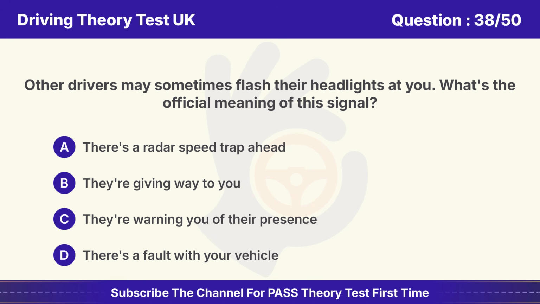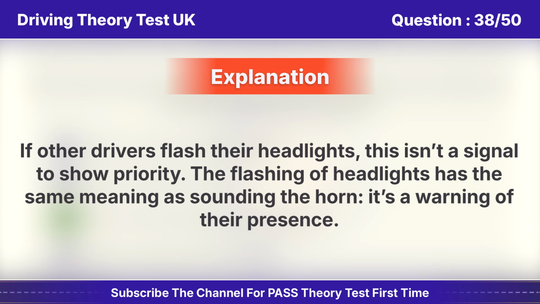Question 38. Other drivers may sometimes flash their headlights at you. What's the official meaning of this signal? Answer is C. They're warning you of their presence. If other drivers flash their headlights, this isn't a signal to show priority. The flashing of headlights has the same meaning as sounding the horn. It's a warning of their presence.